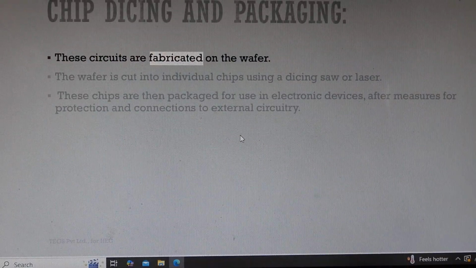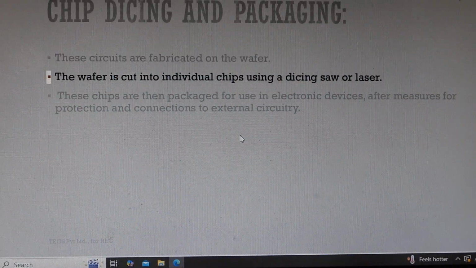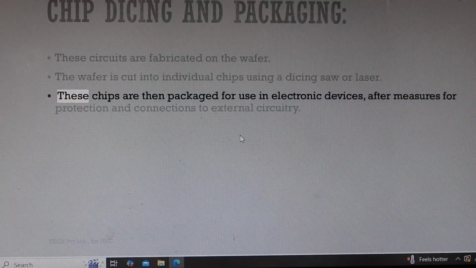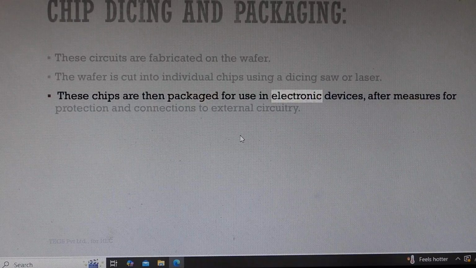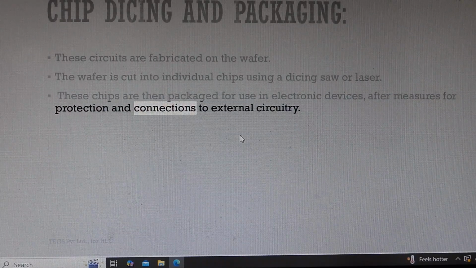These circuits are fabricated on the wafer. The wafer is cut into individual chips using a dicing saw or laser. These chips are then packaged for use in electronic devices, with measures for protection and connections to external circuitry.